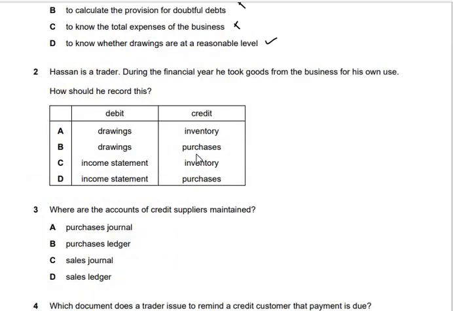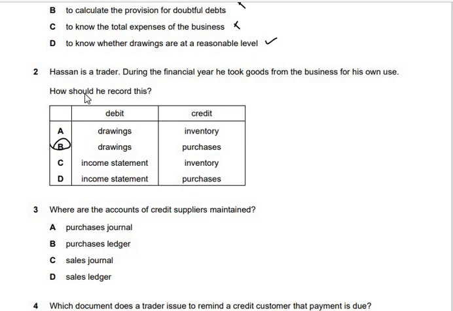Right, let's go to question number 2. Hassan is a trader. During the financial year, he took goods from the business for his own use. How should he record this? So if you are taking goods for own use, obviously you are going to debit drawings account and credit purchases.